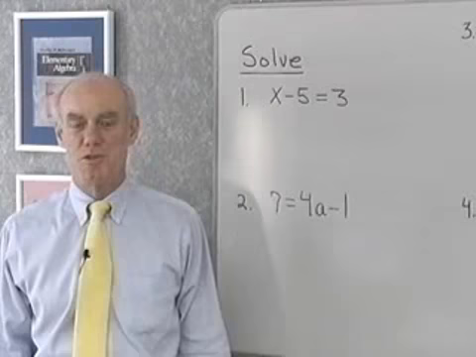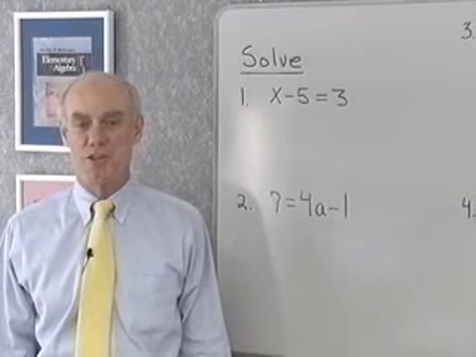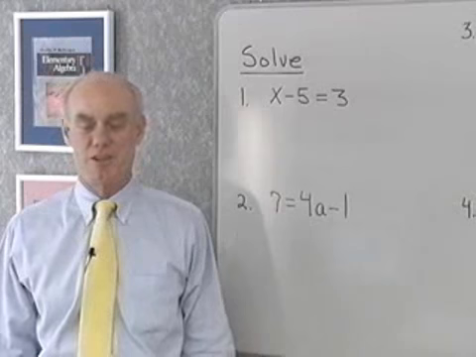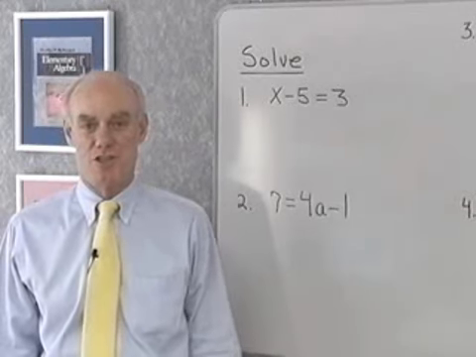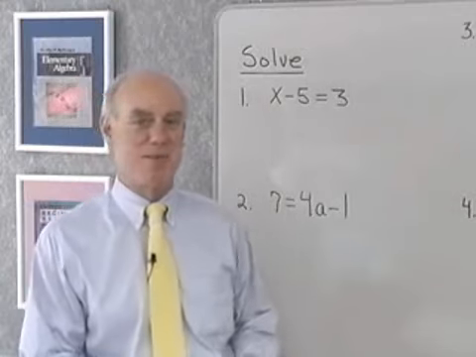There's two main properties we use to solve equations. The first one is called the addition property of equality, and it tells us that we're free to add the same number to both sides of an equation anytime we want, and it won't change the solution. Let's try it with our first problem.